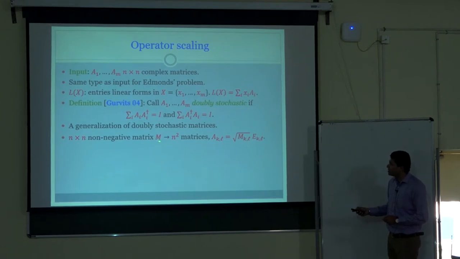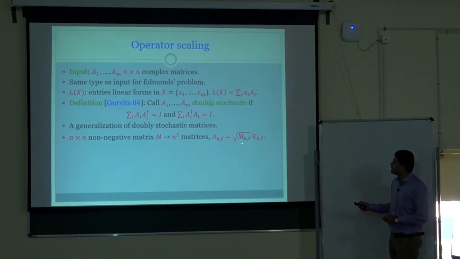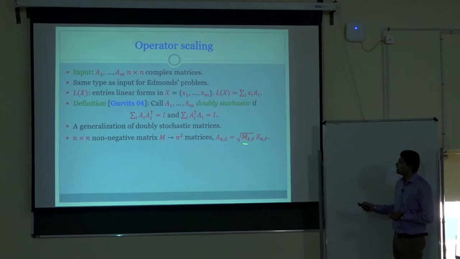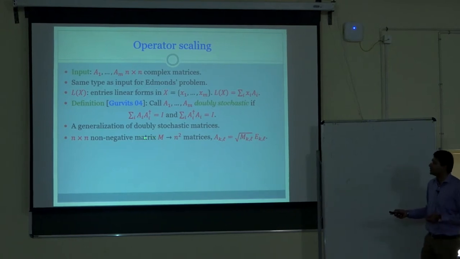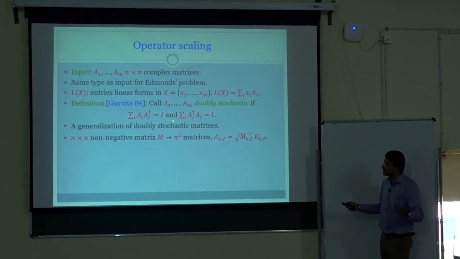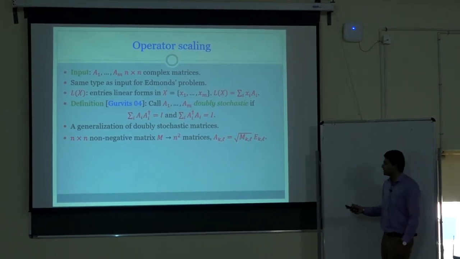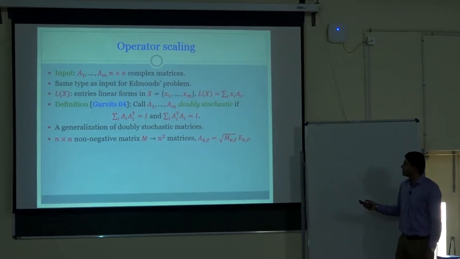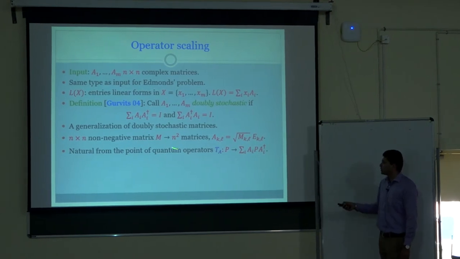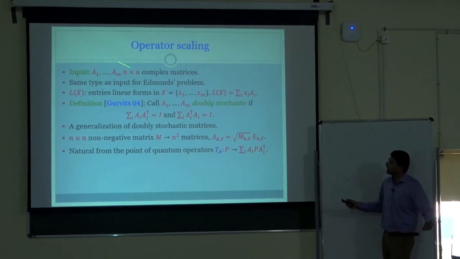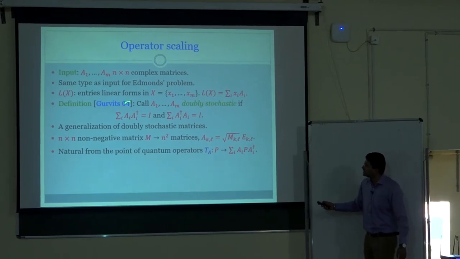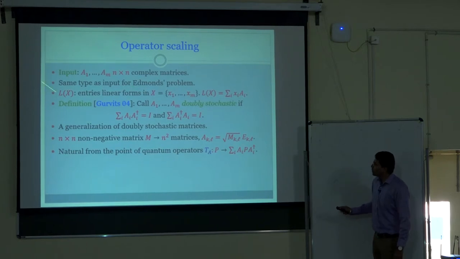If you have a matrix M with non-negative entries, you can define this list of matrices where Akl is just a matrix with only one non-zero entry at the kl place, which is the square root of Mkl, and other entries are zero. This condition for these n squared matrices corresponds to the row and column sums being one. It doesn't really matter if you can follow this. This is some quantum generalization of the matrix scaling problem. You can notice there are square roots, and that's natural from the point of view of quantum operators, and that's why it's called operator scaling. We'll just stick to this format of the input where you're given m matrices and you want to ensure these conditions are satisfied.